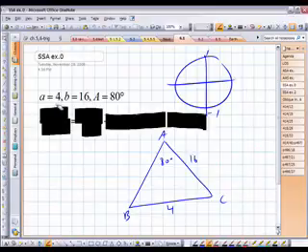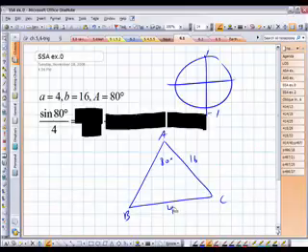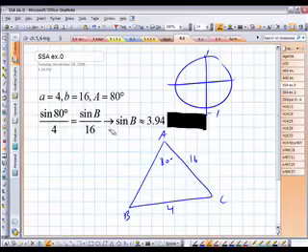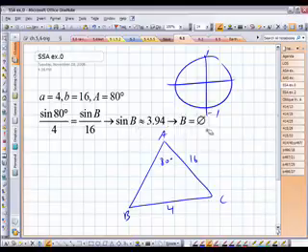So I set up my law of sines. I have sine of 80 over 4 is equal to sine of B over 16, and I solve this for sine B. When you solve it for sine B by multiplying by 16, you get 3.94. So the thing to do would be take the inverse sine of 3.94, but of course that doesn't exist, because sine, being based on the unit circle, will never be above 1 or less than negative 1, and 3.94 is too big. So this is a case where you're not going to get any triangles. That's a 0 triangle case.